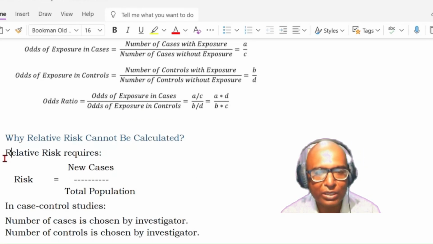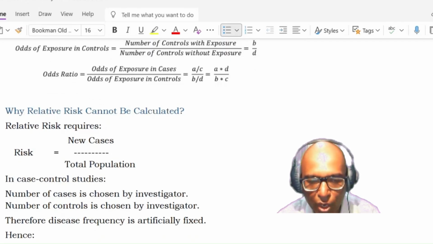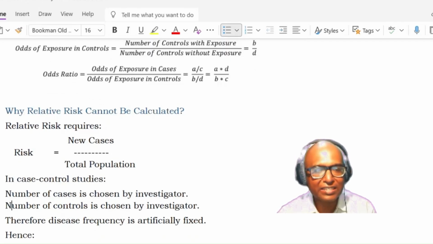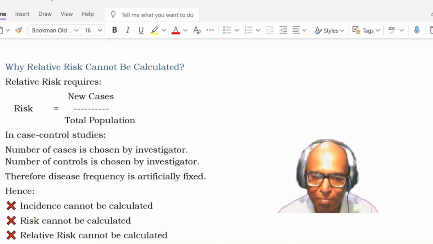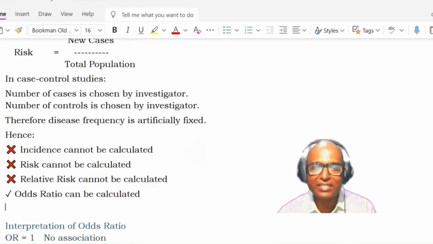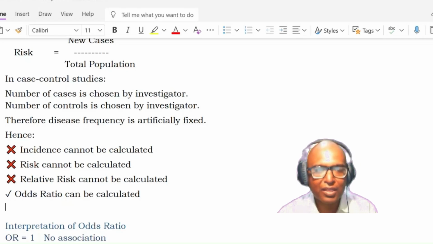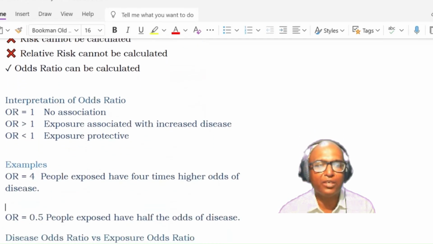Okay, so why can we not calculate the relative risk? Relative risk requires new cases, and we are not dealing with new cases in a case control study. In case control studies, the number of cases is chosen by the investigator and the number of controls is chosen by the investigator, so disease frequency is artificially fixed. Therefore incidence cannot be calculated, risk cannot be calculated, relative risk cannot be calculated, but the odds ratio can be calculated, because the investigator fixes the number of cases in the case group and the number of controls in the control group.